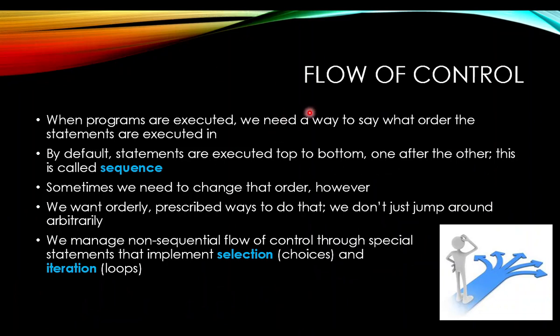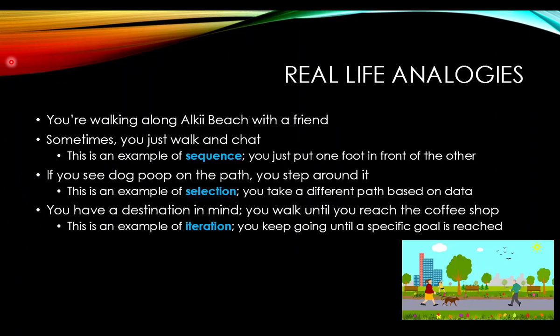We can control where the program goes by using selection, which is choices in code based on data, and looping or iteration, which will control running things multiple times until a specific condition is reached. And those will all make sense once we get there. So let's talk about some real life analogies, and we'll get closer and closer to code, and then we'll write some code together. So the analogies are, let's say you're walking along Alki Beach with your friend. Sometimes you just walk, right?